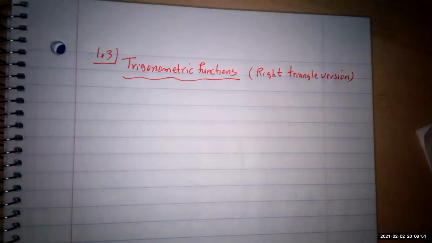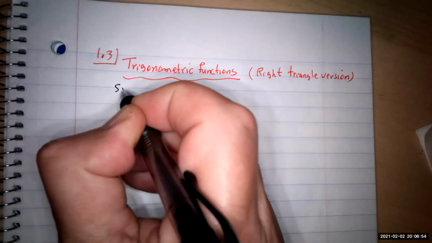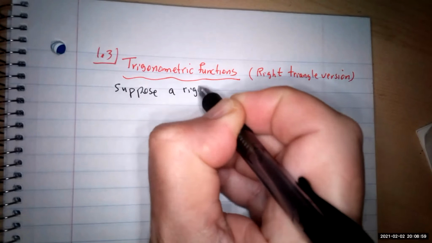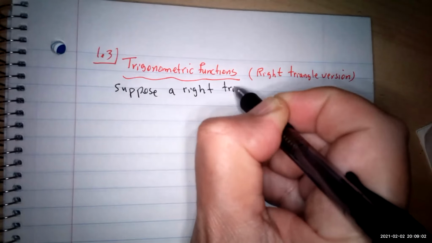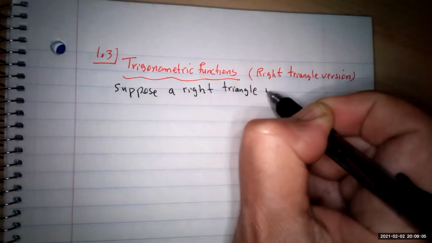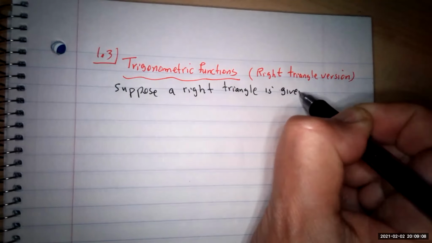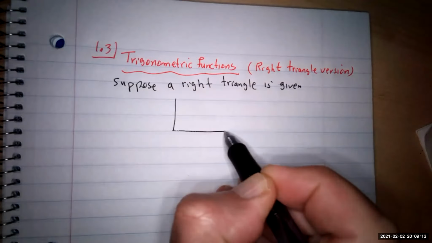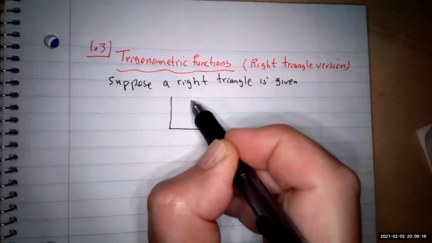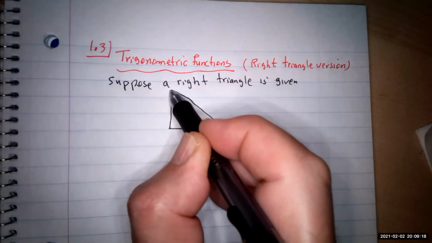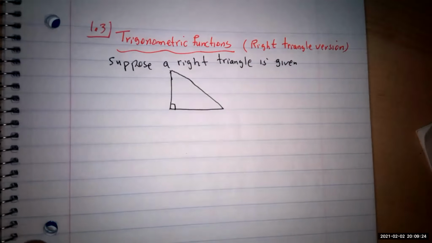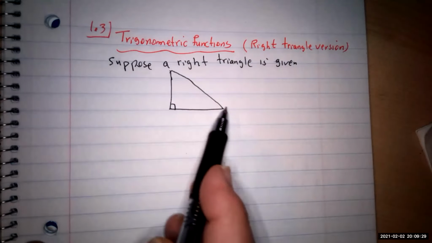So this is it. Suppose a right triangle is given. A right triangle, just to remind you. This is going to be the right triangle that we have. You identify the right triangle. We already talked about it, that this is going to be your hypotenuse.